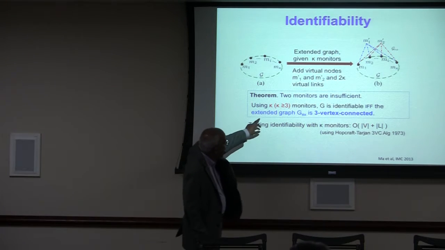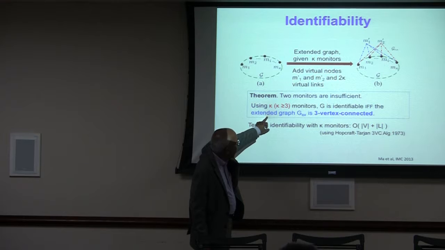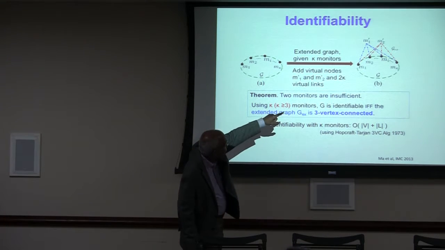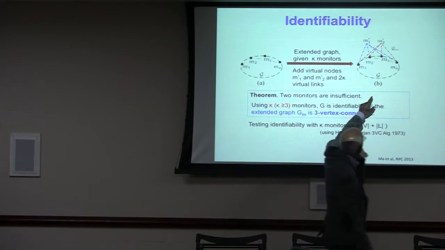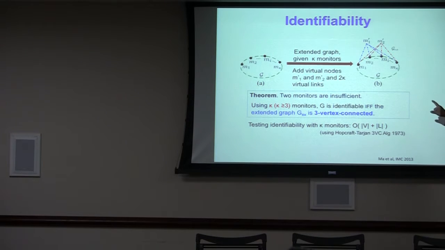So the identifiability result is that this notion of the extended graph should be 3 vertex connected. The extended graph is shown here. I have the original graph G, and I'm given my kappa monitors. I create 2 virtual monitors, M1 prime and M2 prime, and connect them to all the real monitors. So I added 2 virtual nodes and 2 kappa virtual links. And the extended graph has to be 3 connected.